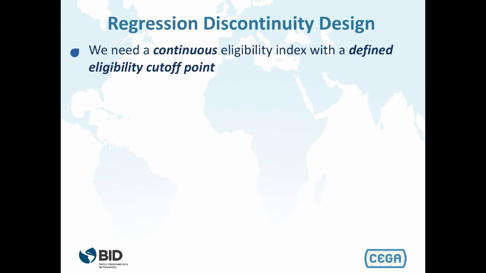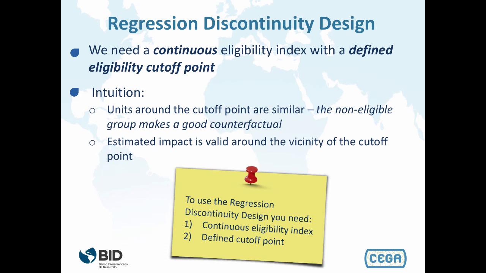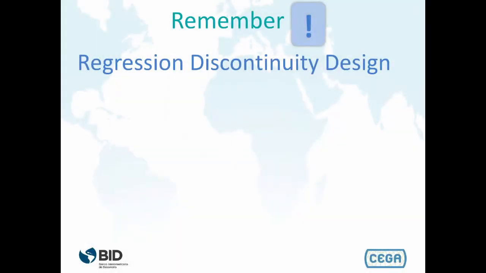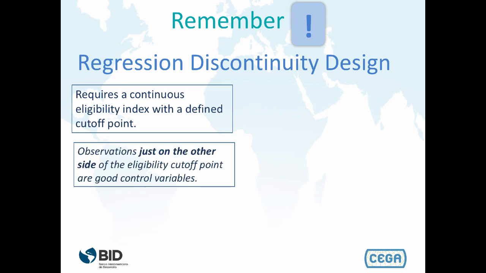In order to conduct a regression discontinuity design, we need to have a continuous eligibility index with a defined cutoff point. The intuition behind this is units around the cutoff point are similar. The non-eligible group just above or just below the cutoff makes a good counterfactual. The estimated impact is valid around the vicinity of the cutoff point. Remember, in order to do a regression discontinuity design, we require a continuous eligibility index with a defined cutoff point.